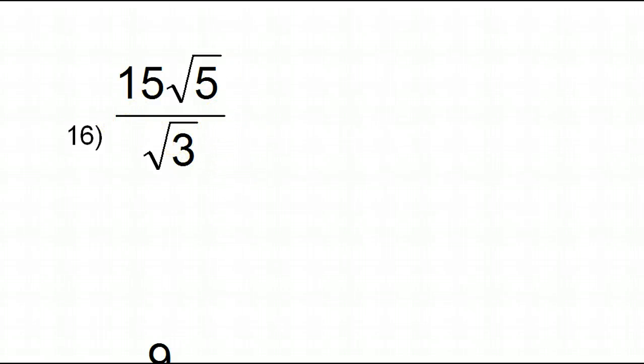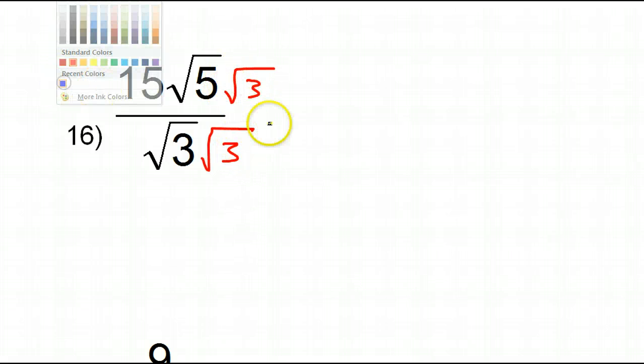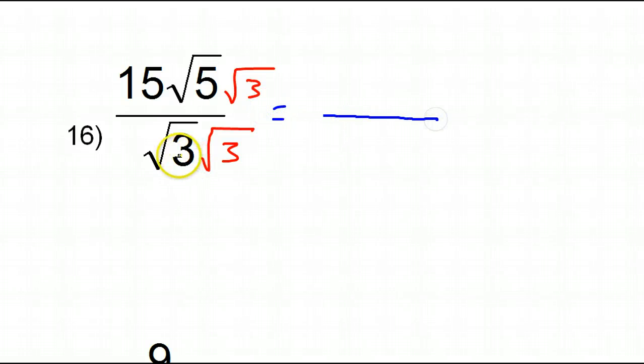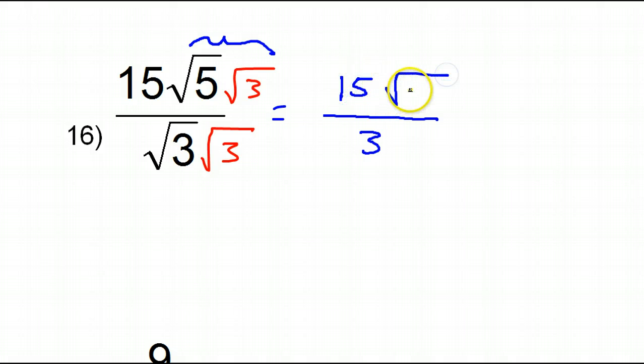Alright, once again, we can get rid of this radical by multiplying it by itself. We will have to do the same thing in the numerator. Okay, radical 3 times radical 3 is 3. Now in the numerator, be careful. Here we have the 2 radicals. We're going to multiply those together. So I'm going to have 15 and then radical 15. Okay, because 5 times 3.